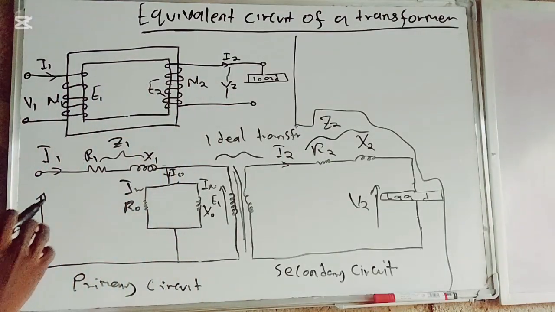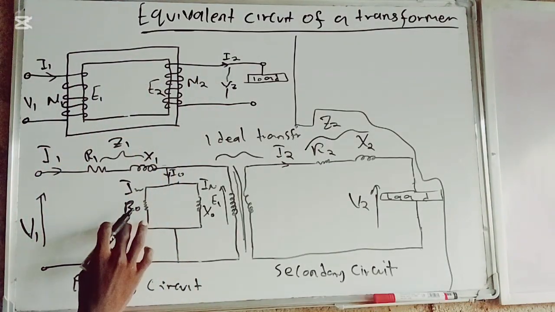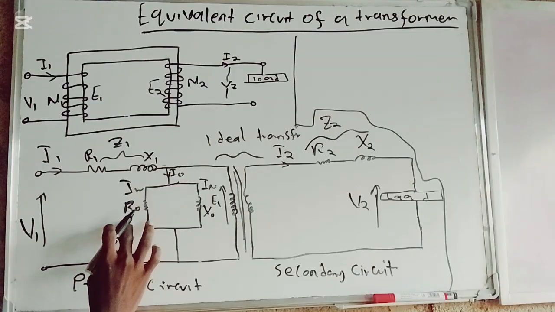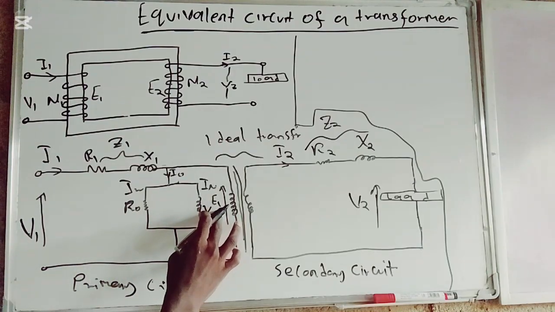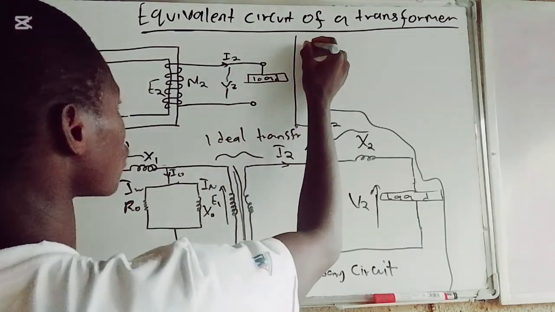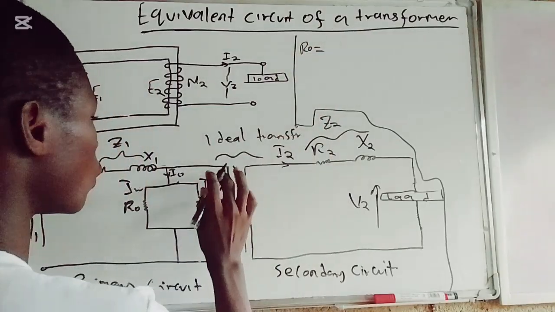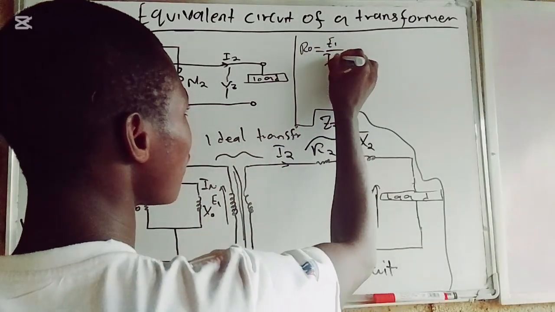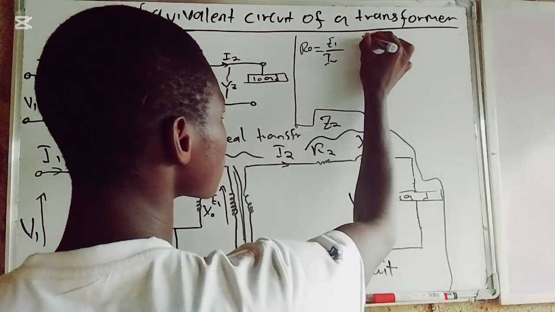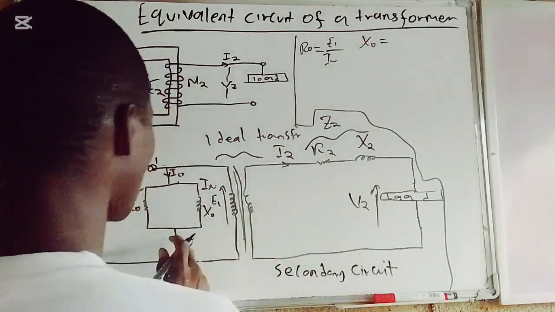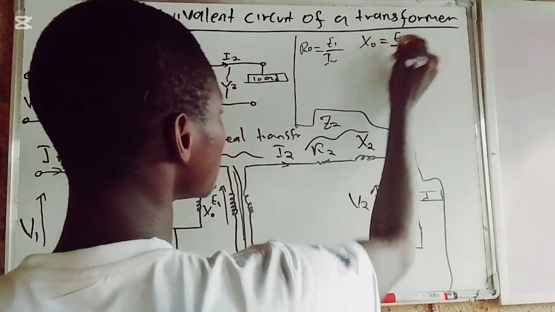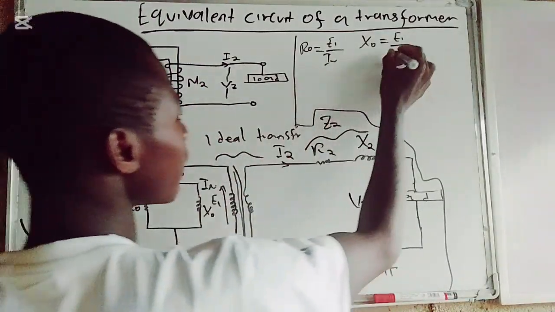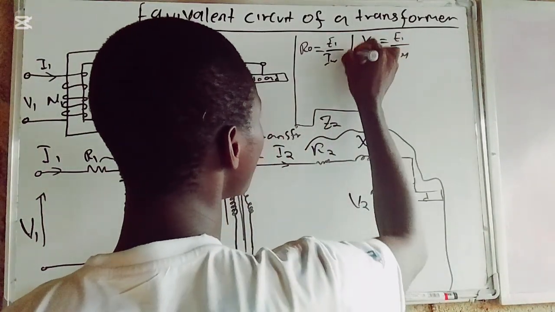If you take a look at this, we have R0. This R0 is the same thing as E1 divided by IW. So R0 is equal to E1 divided by the working current, and also X0 is the same thing as E1 divided by I mu.